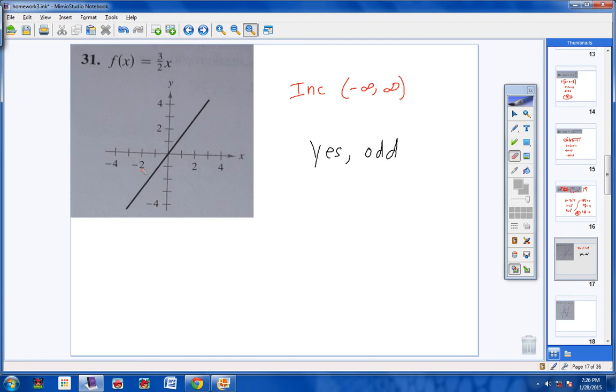Here's another way to do it if you want to do it analytically. What you could do is take your given function, f of x equals 3 over 2x, where the f of x is put a y.